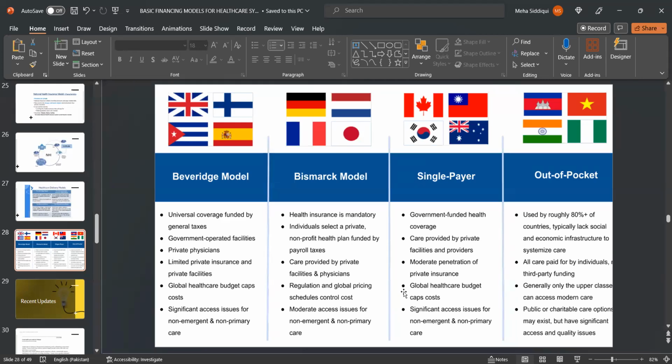And this national health insurance model is the mixture of these two models, Beveridge model and Bismarck model. Then the fourth comes the out-of-pocket model. It is used by roughly 80% of countries that typically lack social and economic infrastructure to systemize care. All care is paid for by the individual, not third-party funding. There is no third-party funding in this model. Generally, only the upper classes can access modern care. Public or charitable care options may exist but have significant access and quality issues.